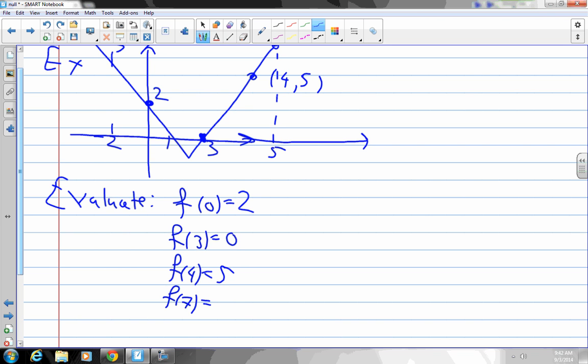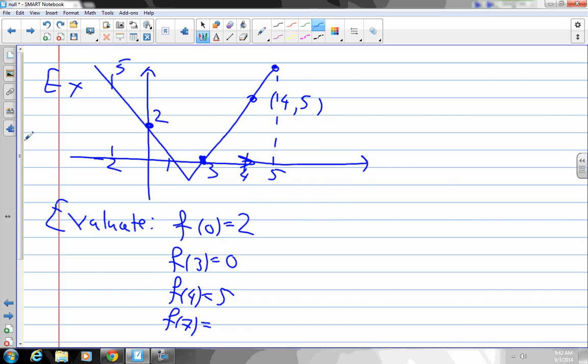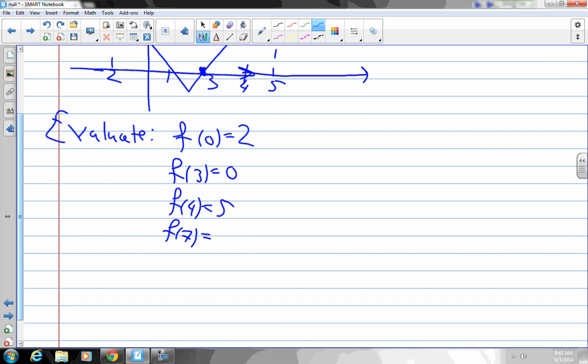So that's the idea. So same thing here. When x is 0, y is 2. When x is 4, y is 5. But what about when x is 7? Don't know. Undefined, right? There's nothing going on when x equals 7. So that part is undefined.